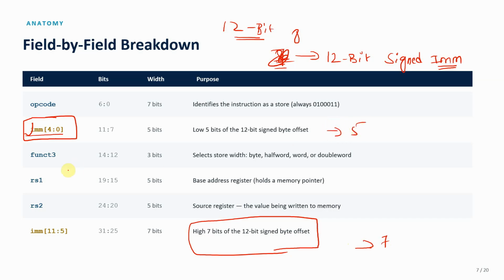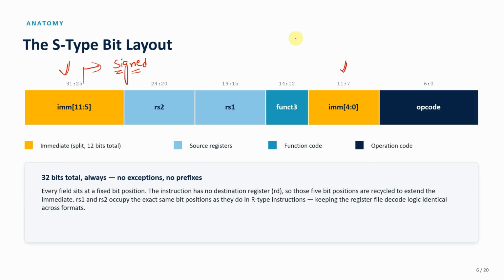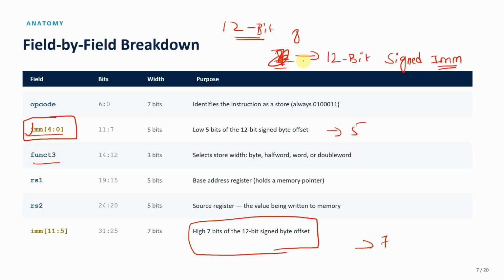Now coming to function 3. What is function 3 going to tell us? It is basically 3 bits. Function 3 tells me what kind of operation you want to perform, whether you want to store a byte, a half word, a word, or a double word. Using function 3, we decide what kind of store operation we need to do, and what kind of information I want to store in my memory.